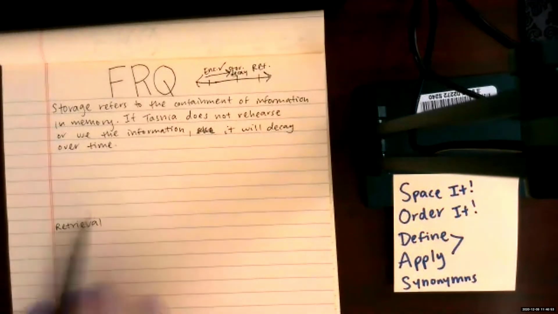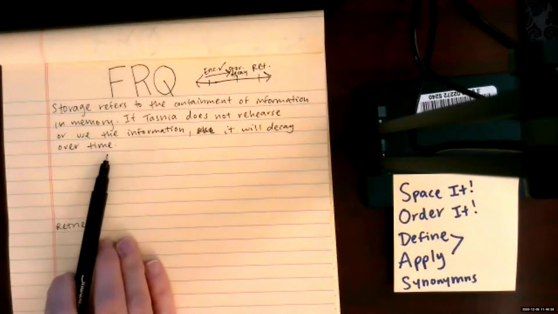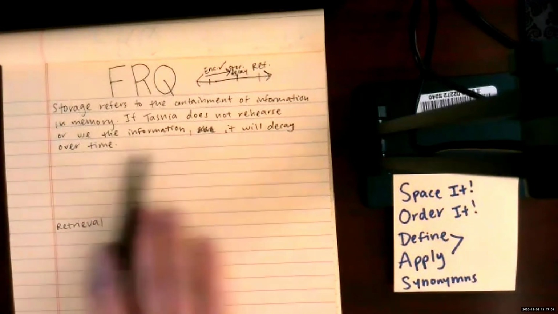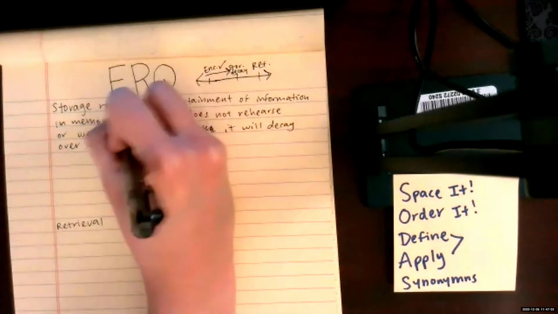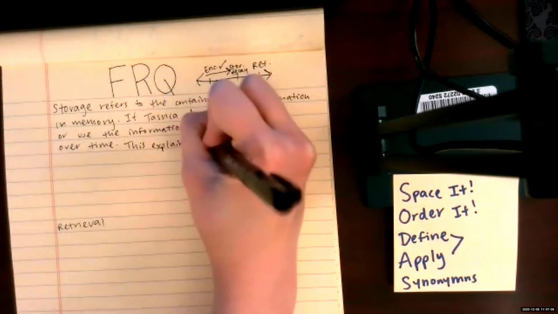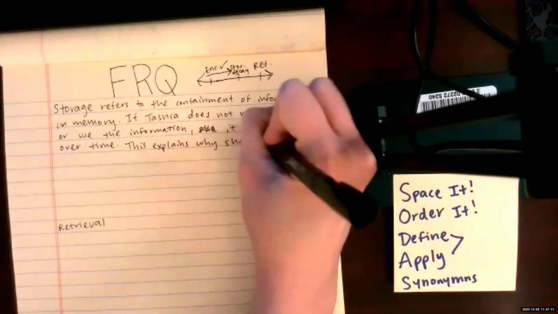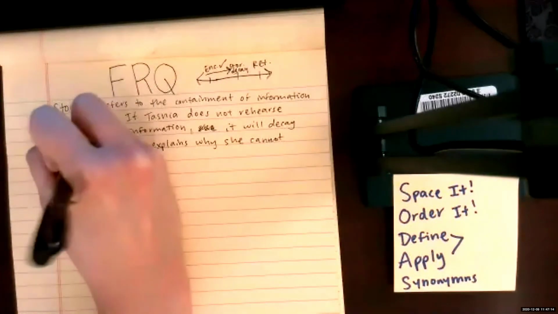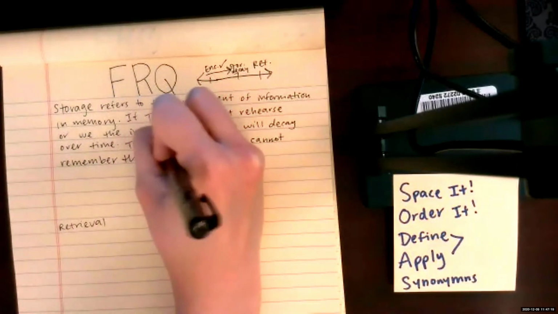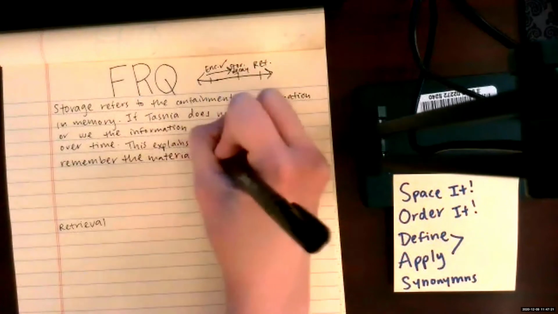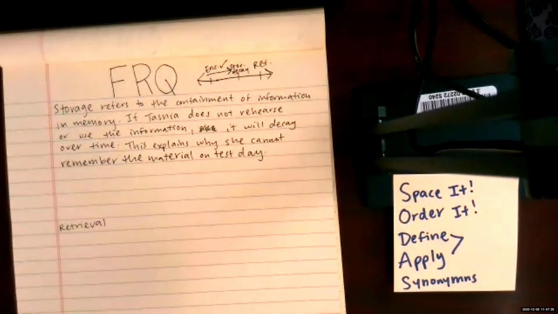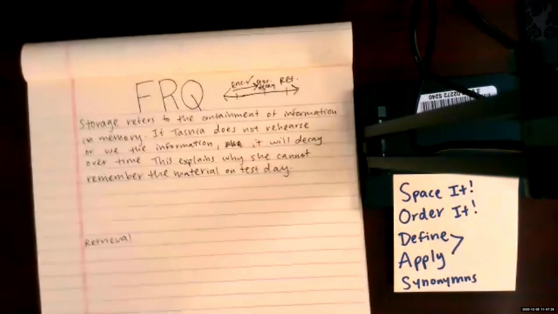And then I want to add one more sentence just to solidify my connection back to the prompt, right? So I said it could decay, and then I have to say, how does that relate to test day? So I could say, this explains why she cannot remember the material on test day. All right, so that's our first bullet point.